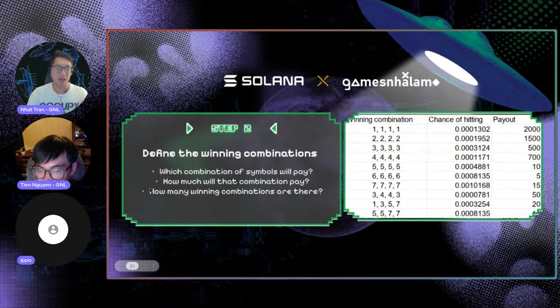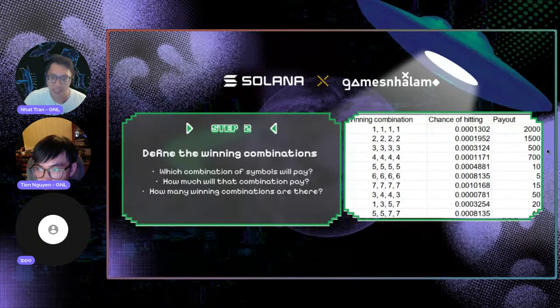So that will go along with this: how much will that combination pay? And you may also have to ask yourself how many winning combinations there are, because as you can see over here, there are 1, 2, 3, 4, 5, 6, 7, 8, 9, 10 winning combinations, and each winning combination will pay out a different value. So four 1s will be the best, four 2s will be second best, and four 4s will be third best.